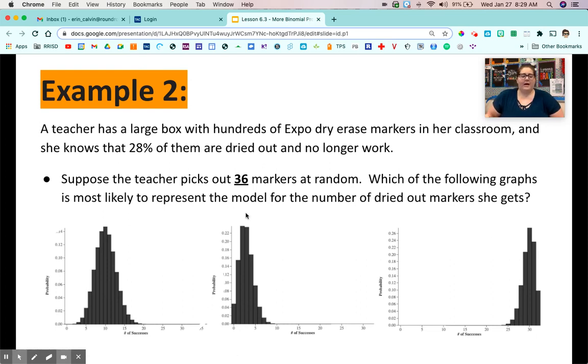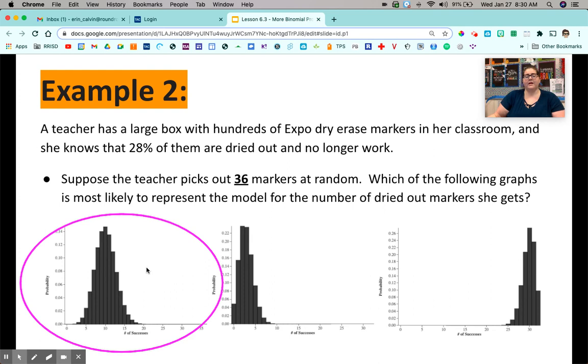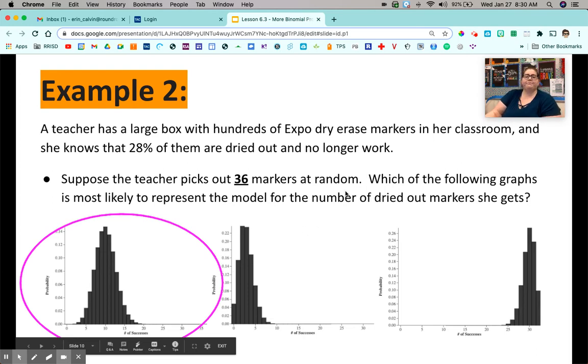And that's where we can pull out our little n times p trick. So if I do n times p, so n is 36 times p is 0.28, I get a value of 10.08. Which, even though it's close, is technically greater than 10. So that tells me the graph for this model should look roughly symmetric. So our correct graph is probably going to be this one on the left. Again, this is not a foolproof method, but it does help us to narrow things down and get somewhat of an idea of what a graph may look like.